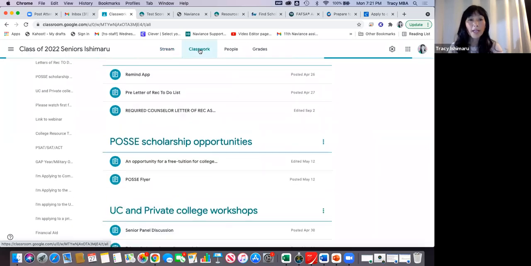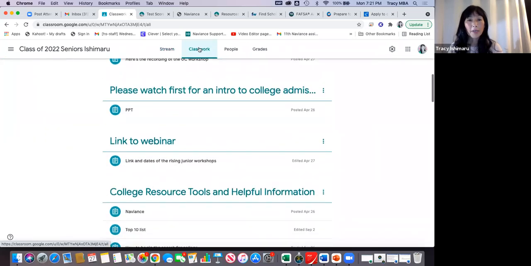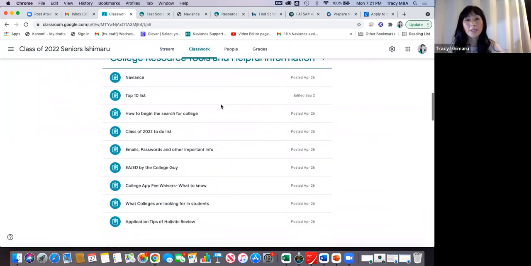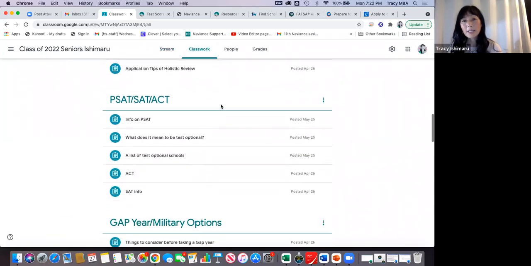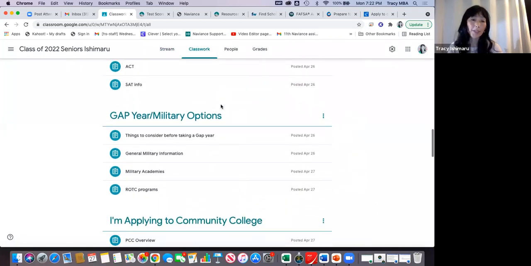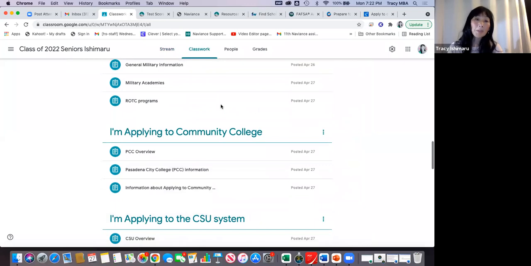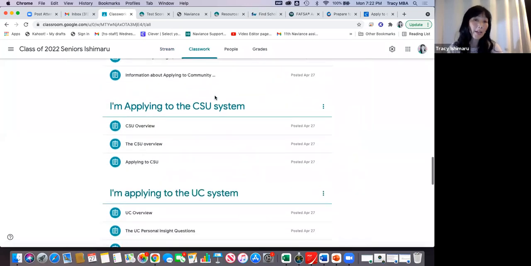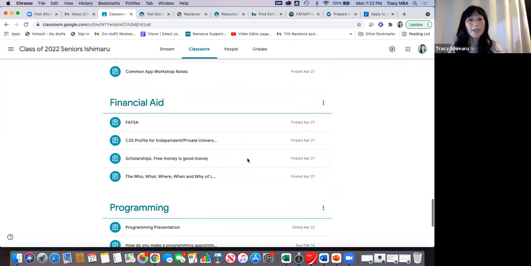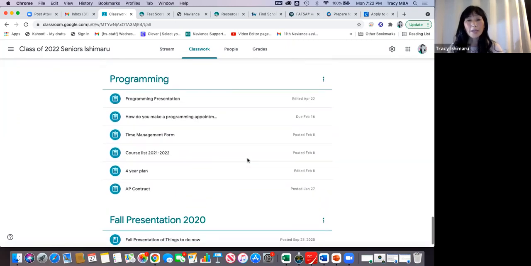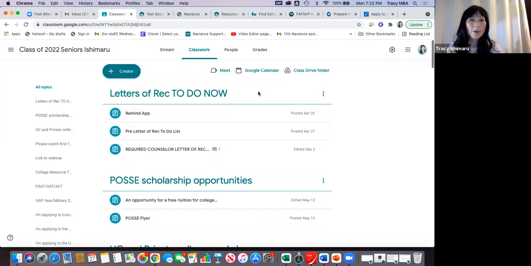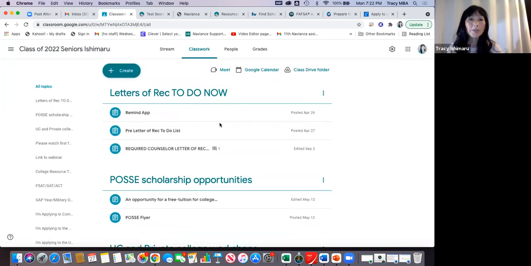So there are different categories that I have here, all the way down from college resource tools. We had put these in the spring of their junior year. We went through this, where they could find things. I'm applying to community college, I'm applying to the Cal State, I'm applying to the UCs, private independent colleges, financial aid. We had it down here for programming also. If you look at the top, though, you would see letters of rec to do now.